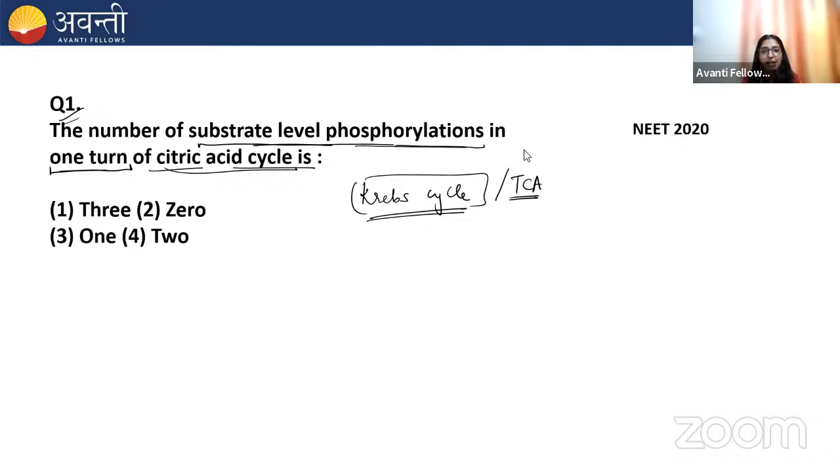Priyadarshini, very good, beta. It's 1. If 1 GTP is forming, that means that process takes place only once in the cycle, right? So the correct option is 3, that is 1. I hope it is clear now.